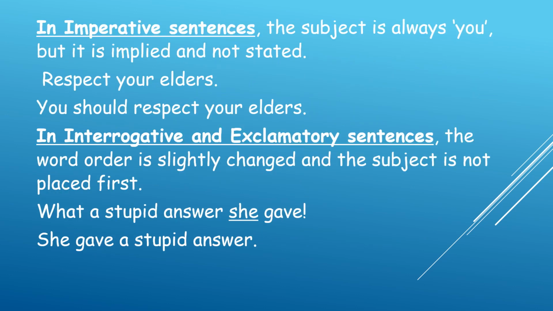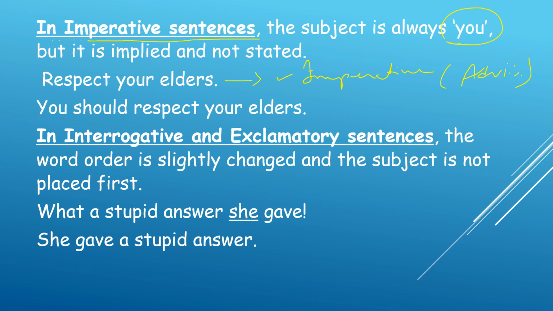Now let us see the examples when there are different kinds of sentences. Suppose a sentence is an imperative sentence. In an imperative sentence, you know that the subject "you" is understood. Imperative sentence means a sentence which gives an order or a request. For example, this is an advice: Respect your elders. It is an advice and it is an imperative sentence.